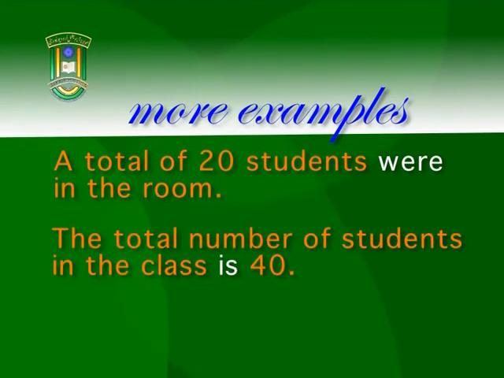In the second sentence, we say, the total number of students in the class is 40. And this time, the verb is in the singular because look at the article before total. It is the definite article. We are speaking about a definite number, even though in both the examples, students remains in the plural. Now, if you would like to look at some more examples, study these examples.